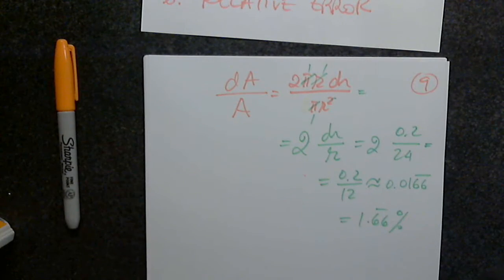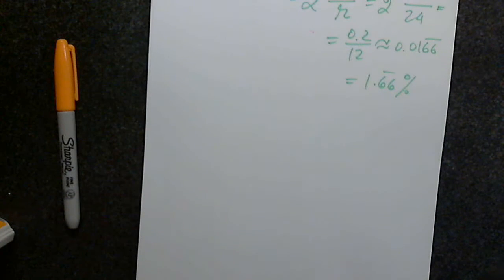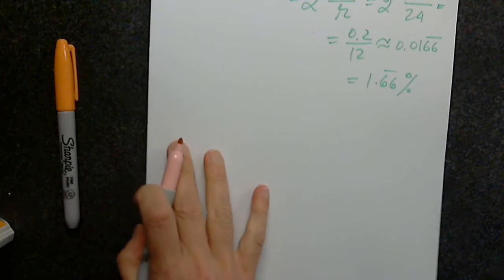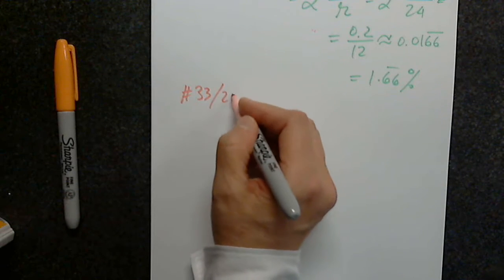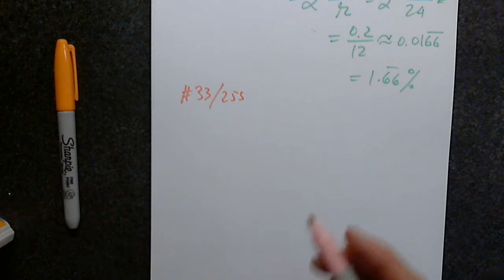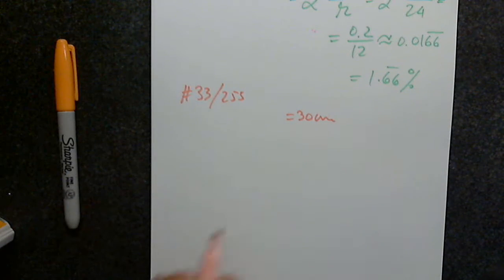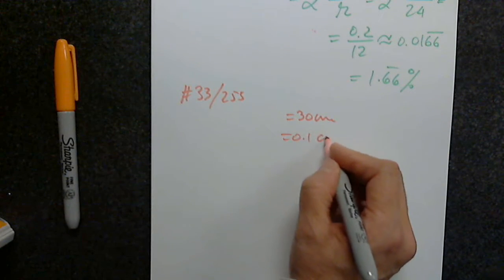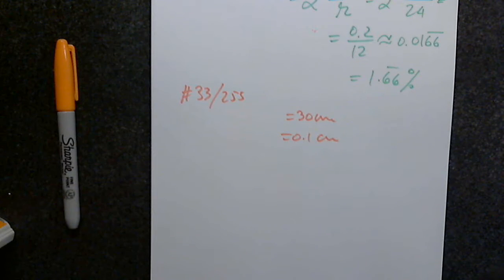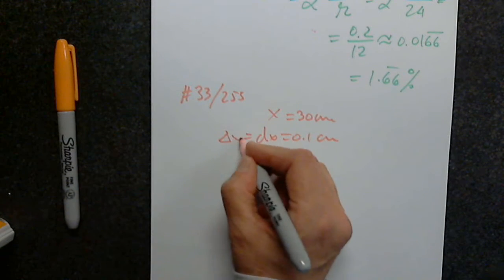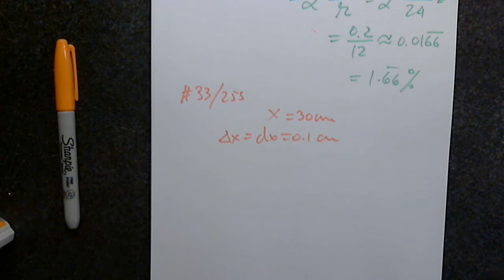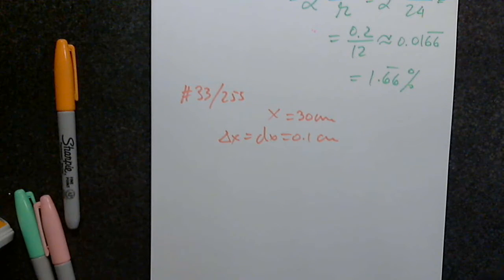Please tell me what to write. So first, this is 33 on 255. And we are told that there is a 30 centimeters and there is a 0.1. And I'm waiting for you to tell me what they are again. What is 30? Good. What is 0.1? dx, also delta x. We're not using delta x because we're not asked to find the exact. I'll find an example in which we're asked to determine both in a minute. Okay.